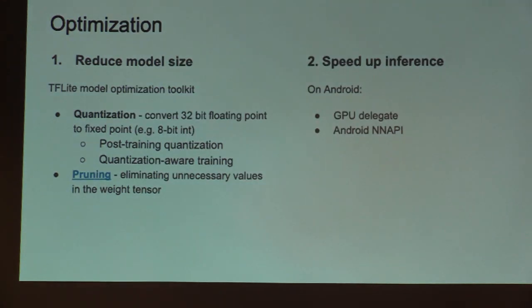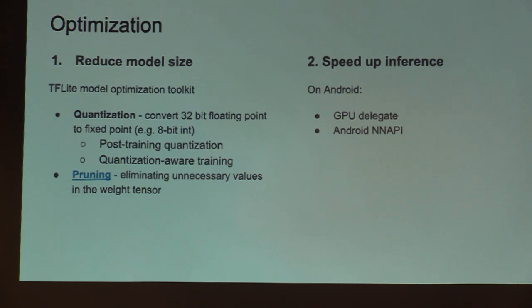So there are 2 ways, just to briefly mention, to optimize a model for on-device apps. The first one is to reduce model size. To reduce the model size, the TFLite model optimization toolkit includes quantization and pruning, both of which will help you to reduce your model size. So you can see that you can do post-training quantization, or you can do quantization while we're training. And then there's pruning. I included a link to the documentation.